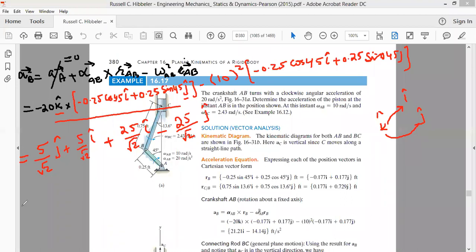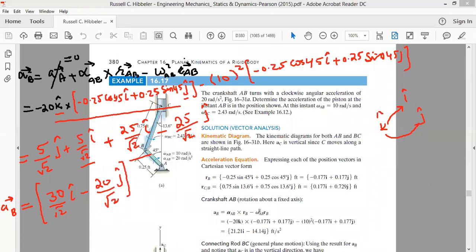So let's solve this. We can write the acceleration of point b, we are getting as 5 under root 2 i cap plus 25 by under root 2 i cap, so it is 30 by under root 2 i cap. And minus, 25 minus 5 is 20, so that is 20 by under root 2 j cap. Okay, so this is the acceleration of our point b. We are done with the acceleration of point b.